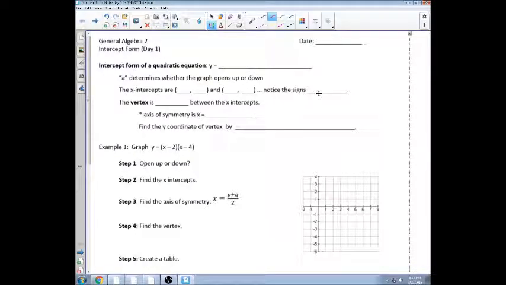This is the third and final form that we are going to be looking into for graphing quadratics. The first form was the Vertex form, second form was Standard Form, and this is Intercept Form.